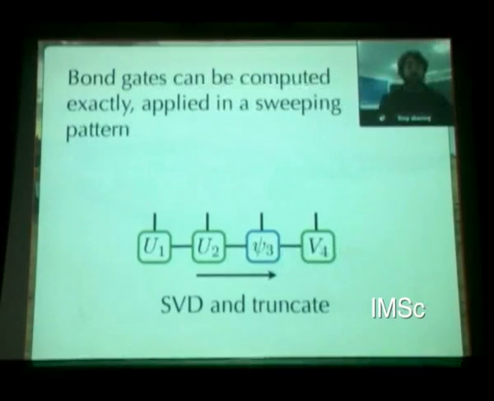In this way, you move through the system in a sweeping-like pattern. It's actually very similar to doing real-time DMRG. You're just using a different kind of gate. And each time you SVD and you truncate also, to control growth of your bond dimension. Okay. Hopefully that helps. One more question.